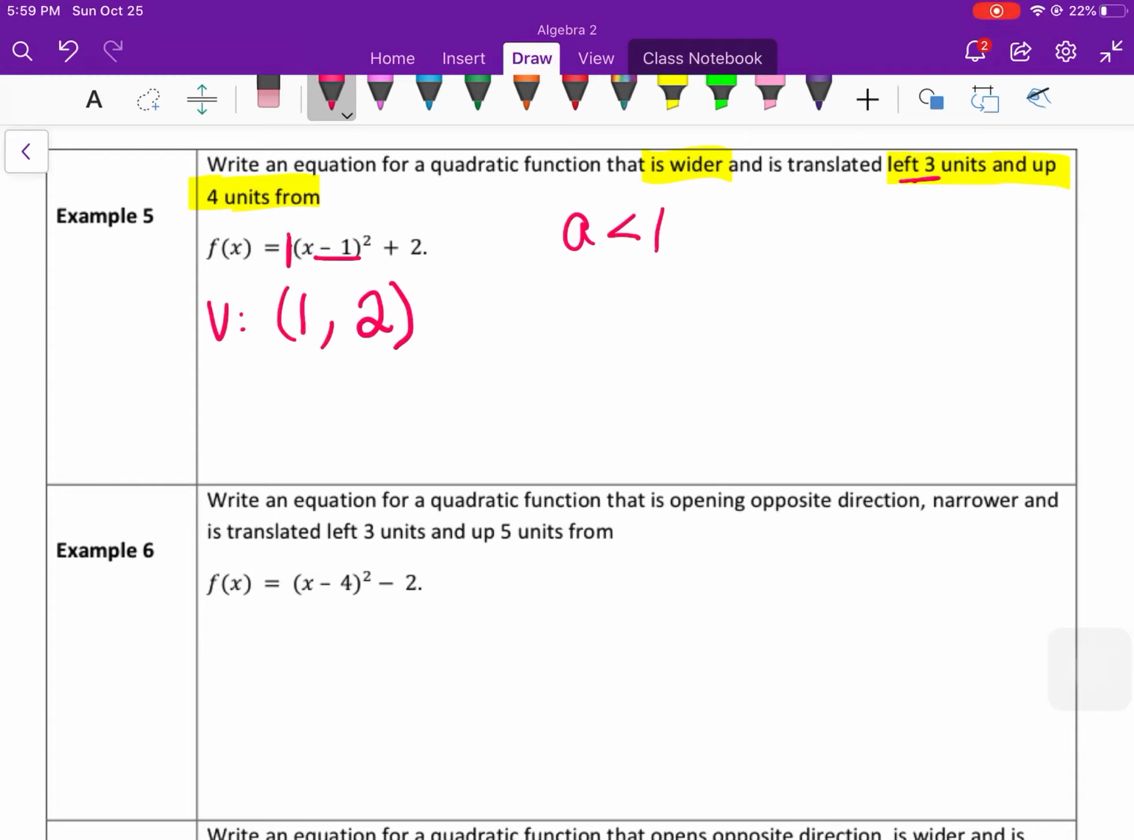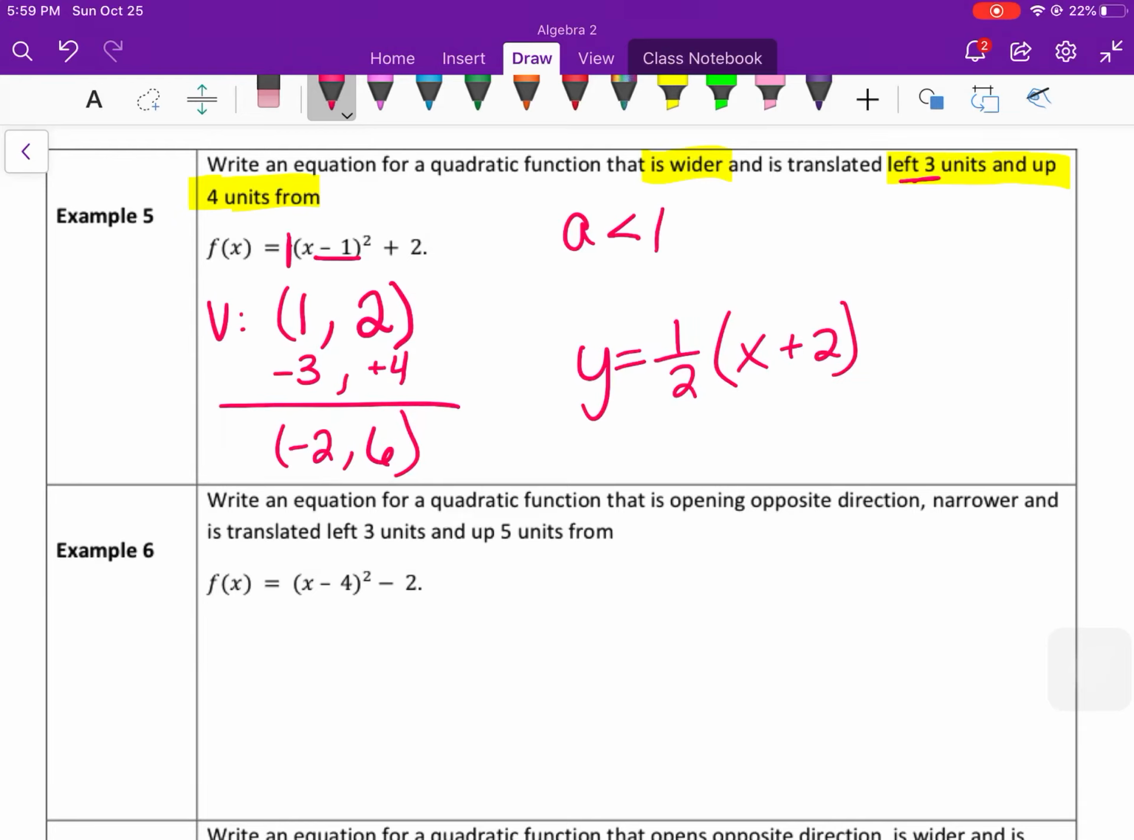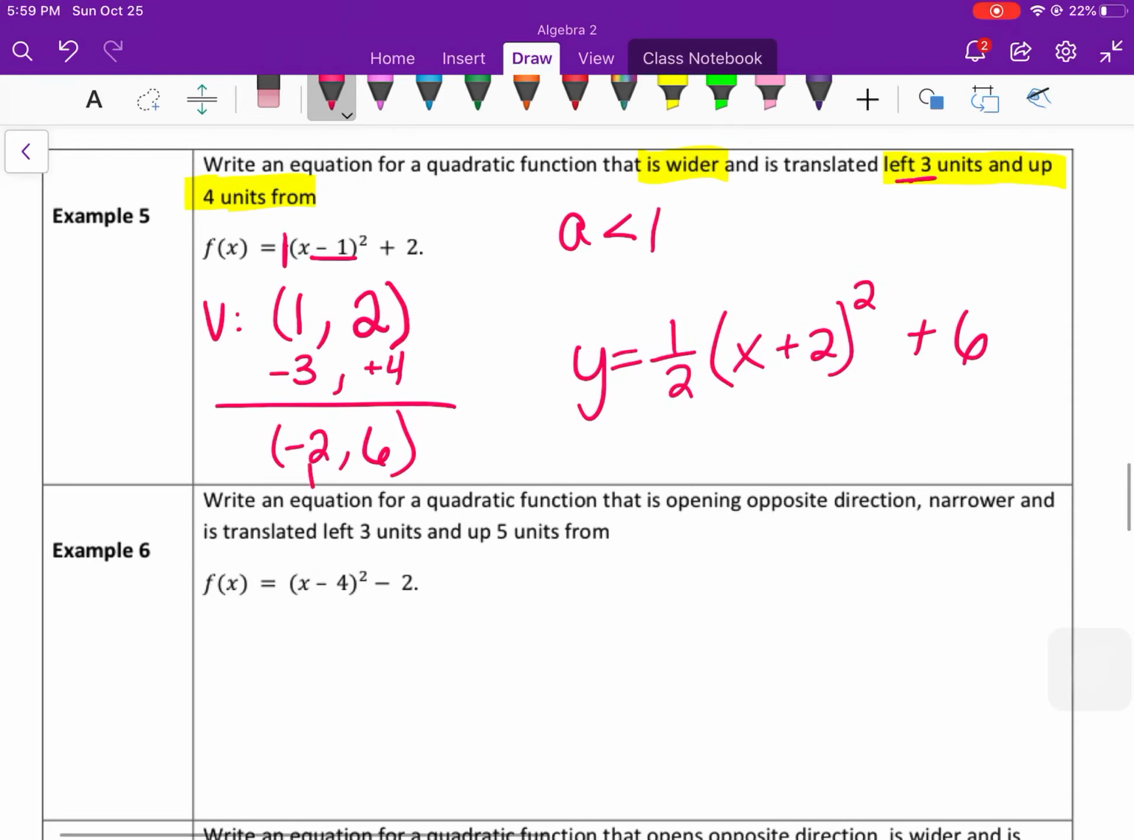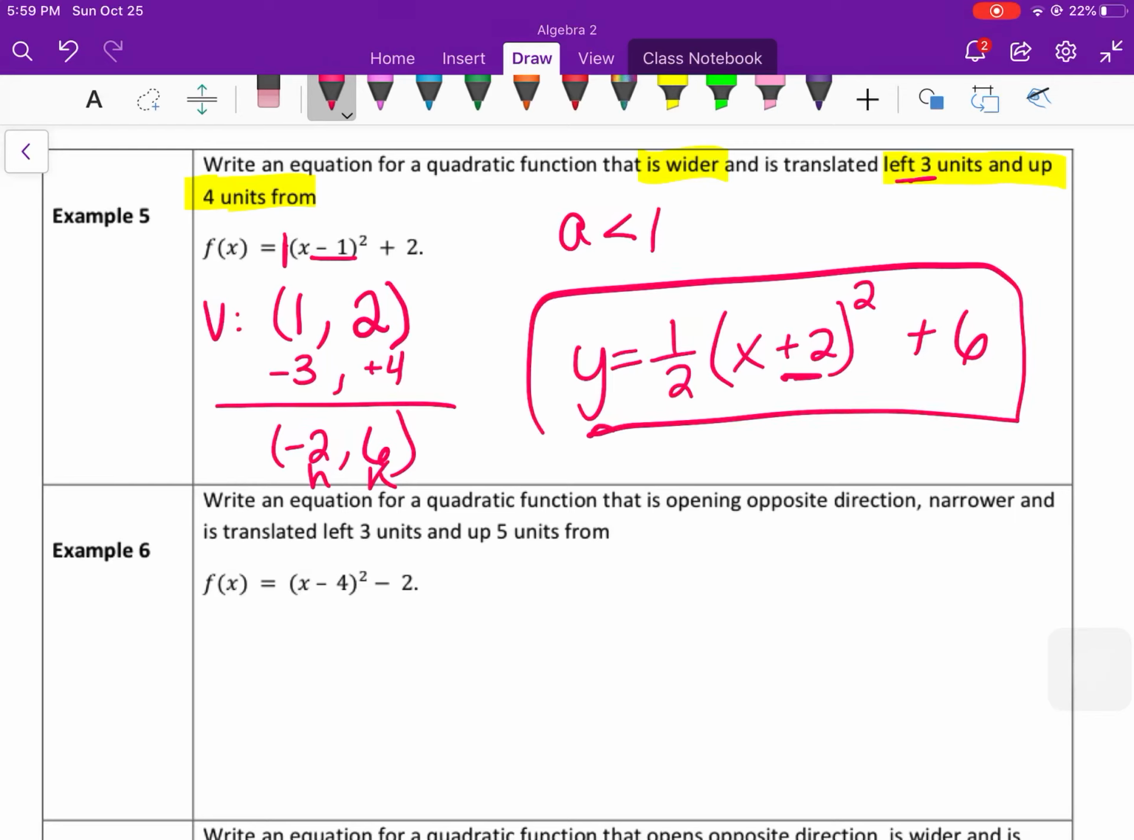So left 3 means the x coordinate is going to be subtracted by 3. And up 4 means your y coordinate is going to go up 4, so add 4 to the y coordinate. So your new vertex would be at negative 2, 6 if you're doing that math. And then you need the a value to be less than 1. So I'm just going to use a half. And then it'll be x plus 2 squared plus 6 when you plug it back into hk. So it always goes in as opposite for the x coordinate inside the parentheses. So this would be a function that meets those transformations.